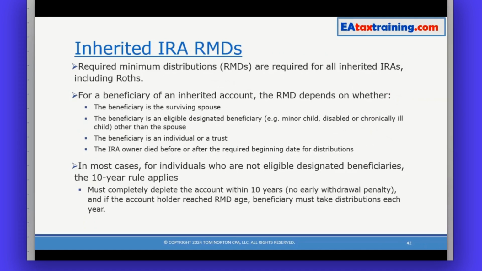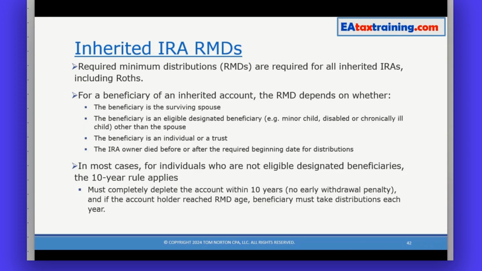Now let's talk about required minimum distributions from inherited IRAs. First thing is, required minimum distributions are required for all inherited IRAs, including Roths. So as long as you are alive, if you are the original account holder of a Roth IRA, you don't have any RMDs. But once you die, then there are RMD rules that need to be followed even for a Roth. And of course, this also applies to traditional inherited IRAs.